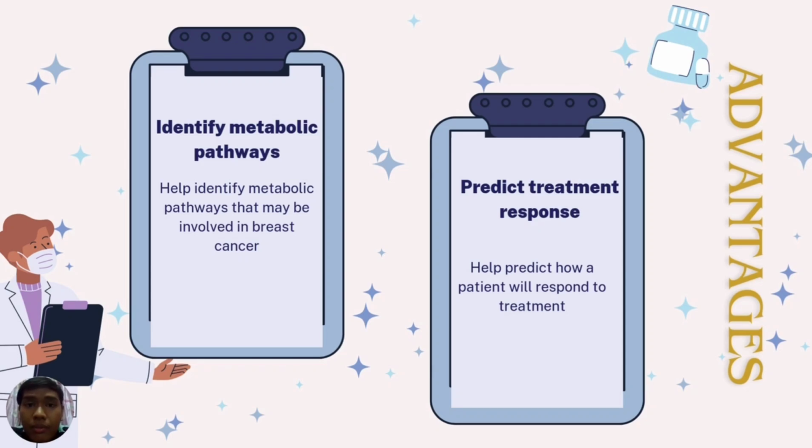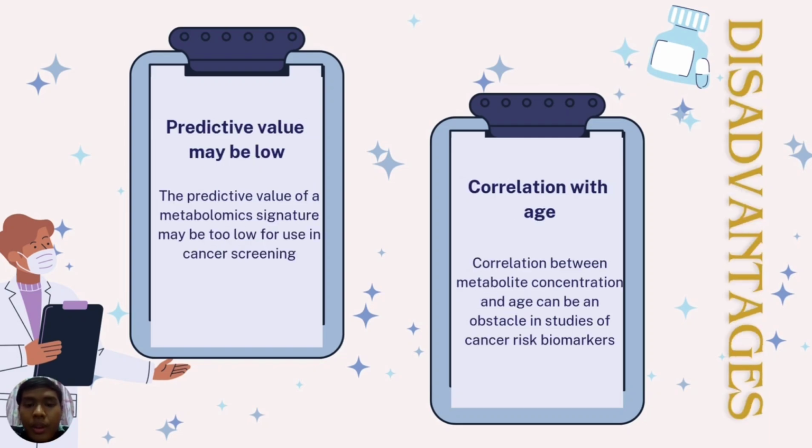Now let's move on to the disadvantages. There are also two points, which are that predictive value may be low and correlation with age. The predictive value of metabolomic signatures may be too low for use in cancer screening. The second point is correlation with age. Correlation between metabolic concentration and age can be an obstacle in the study of cancer risk biomarkers. It's going to be hard if the patients are too old, and it will risk the treatment for the patient.